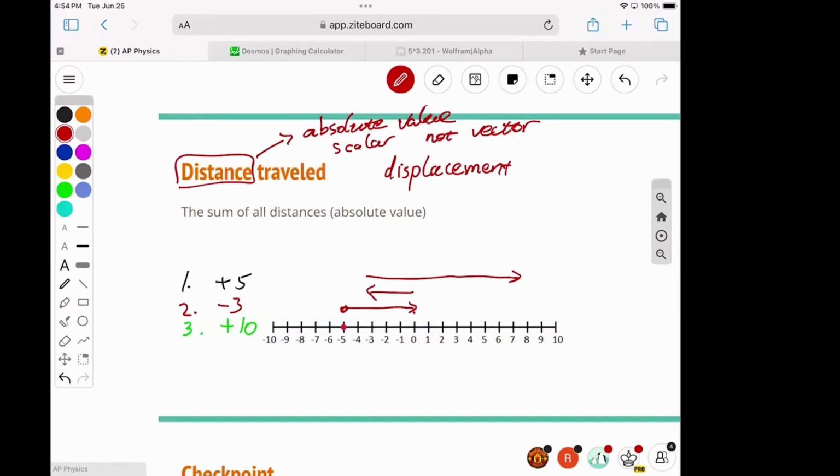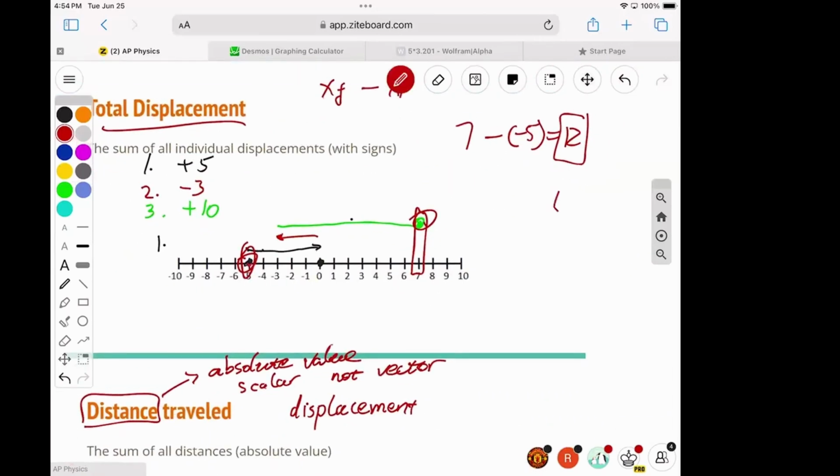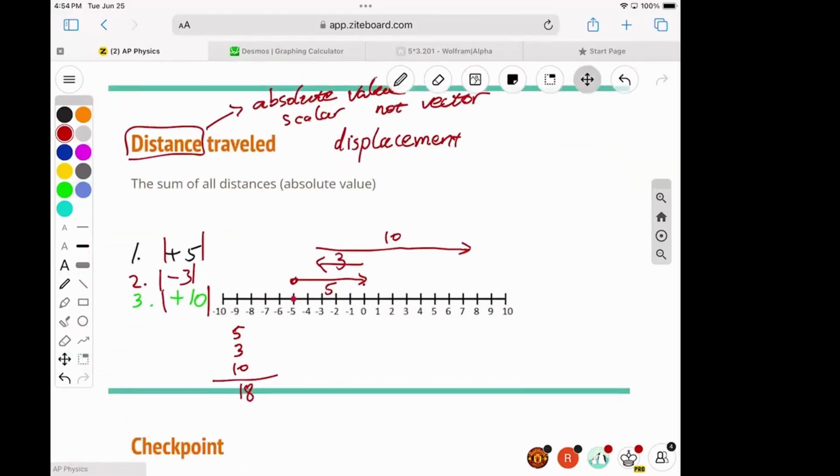So therefore, the distance traveled would be: I traveled 5 here, I traveled 3 here. Again, because distance doesn't care about direction, it's just 3. So I'm taking the absolute value of all these things and then adding them up. In other words, I'm doing 5, 3, and 10. So the distance traveled is 18 instead of just 12. I think that was the displacement, right? So even though I'm doing exactly the same motion, the total displacement is 12, and the distance traveled is 18.